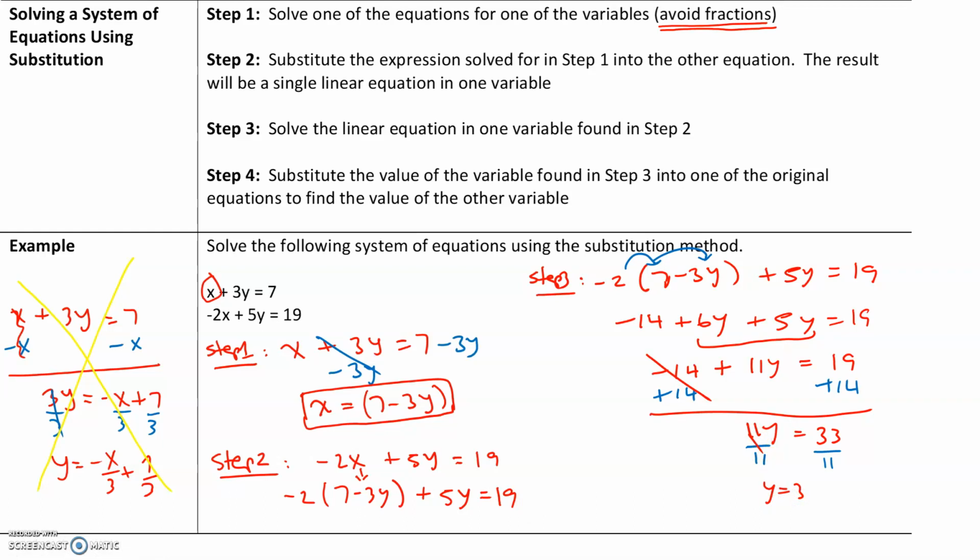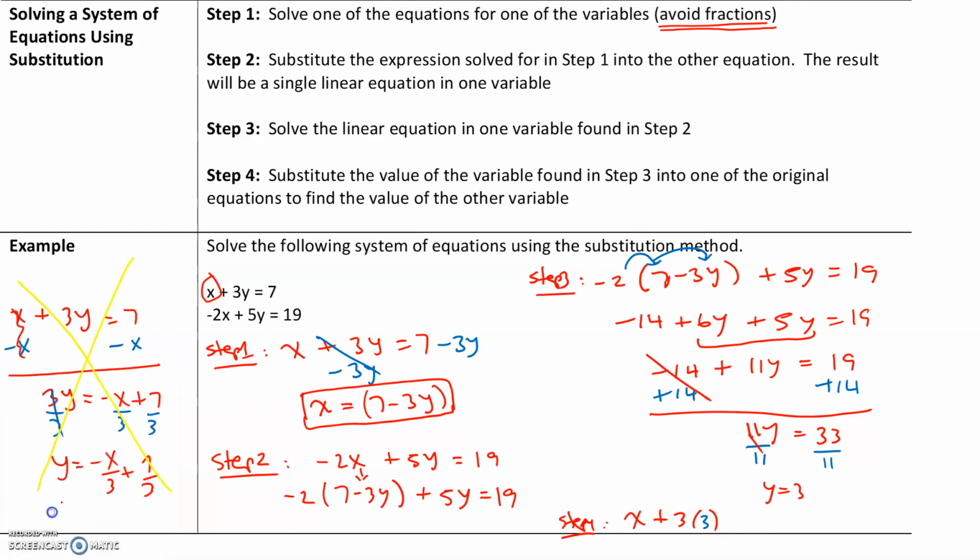A solution is not just a y value, it's an ordered pair, which means we have to solve for x as well. And we have three equations: x plus 3y equals 7, negative 2x plus 5y equals 19, and x equals 7 minus 3y. It doesn't matter which equation we plug y into. We can plug y into any of the equations, and we will get the same answer for x. So to solve for x in step 4, I'm just going to use the first equation, x plus 3 times y. Since y is 3, I have x plus 3 times 3. All I'm doing is replacing the y with the y value which I solved for, which is 3.